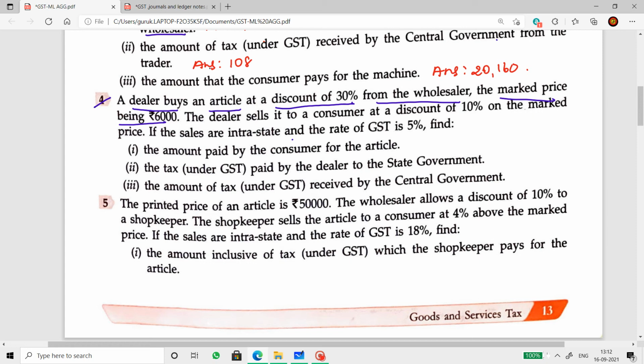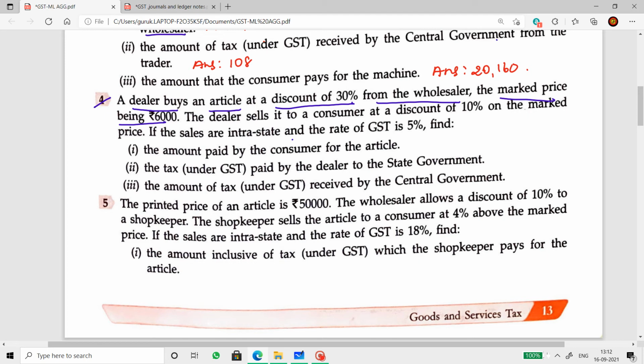The marked price is otherwise called the listed price or printed price. When you go and buy anything from a supermarket, you must have noticed there is a price tag on it, isn't it? Or you go to any shop, you buy a t-shirt or something, you see a price tag, isn't it? So that is called a marked price, printed price or labeled price. There are many names to it, but only one meaning.